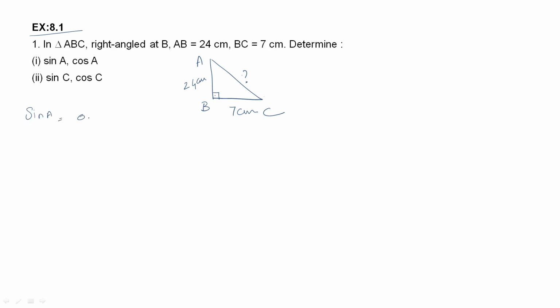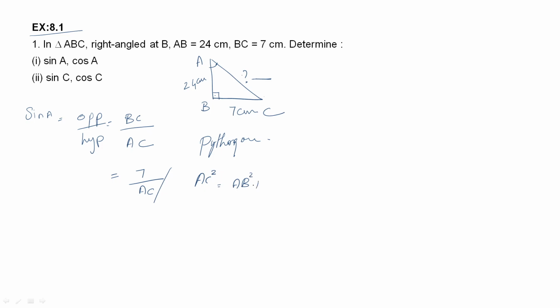Sin A is what? Opposite by hypotenuse. Which is the opposite side of angle A? BC. Which is the hypotenuse? AC. Okay, so is BC given? Yes, 7. Hypotenuse given? No. So what to do? Then you have to find the hypotenuse by the Pythagoras theorem. So what's Pythagoras theorem? AC square is equal to, hypotenuse square is equal to sum of the square of the other two sides. So AC square is AB square, AB is given 24, and BC square is 7.